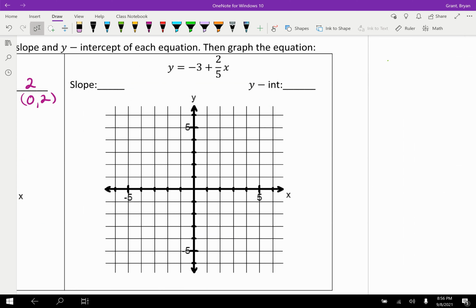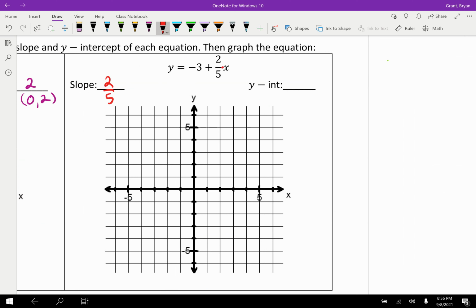Okay, we know that the slope is the number multiplying by x. What number in here is multiplying by x? I think 2/5 is multiplying by x. So in this case, my slope is 2/5. What number is adding or subtracting to x?